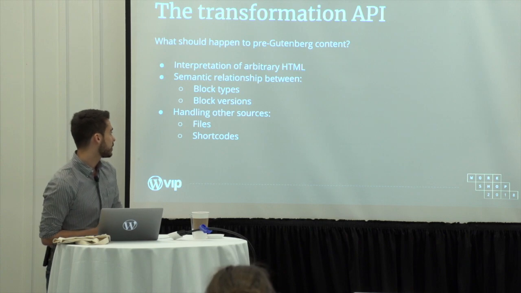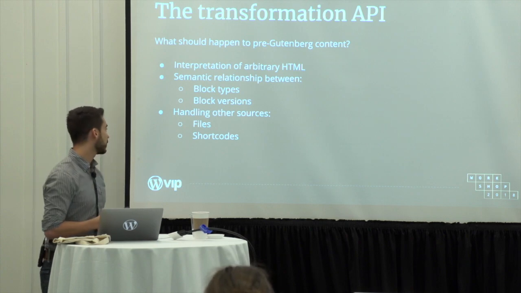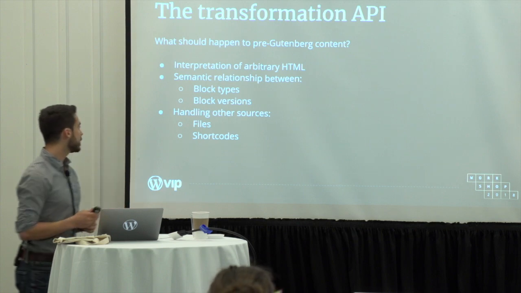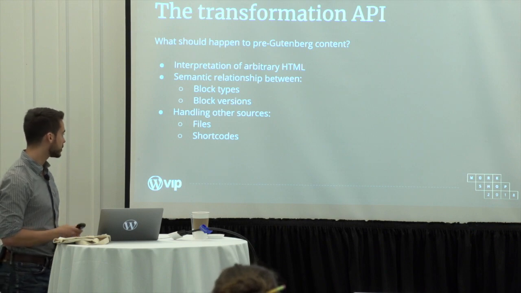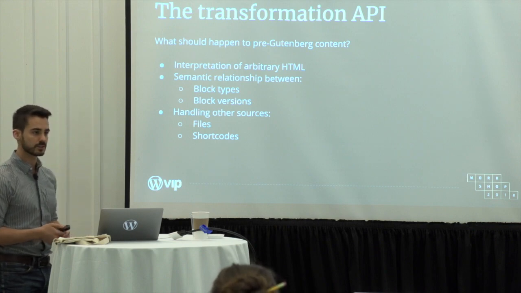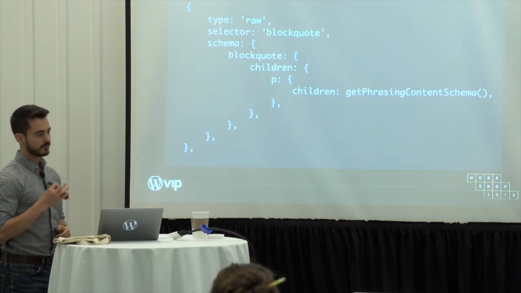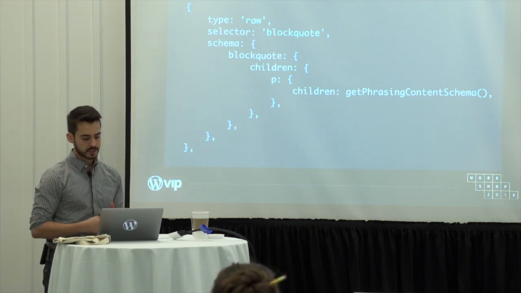There's a lot to know about the transformation API. It's a pretty powerful one. We're going to focus only on a couple of aspects. It deals with interpretation of arbitrary HTML. It kind of understands the semantic relationship between block types and versions, and it can even handle other sources of content, including files and shortcodes. We're going to look at a few examples so you can get an idea by induction.